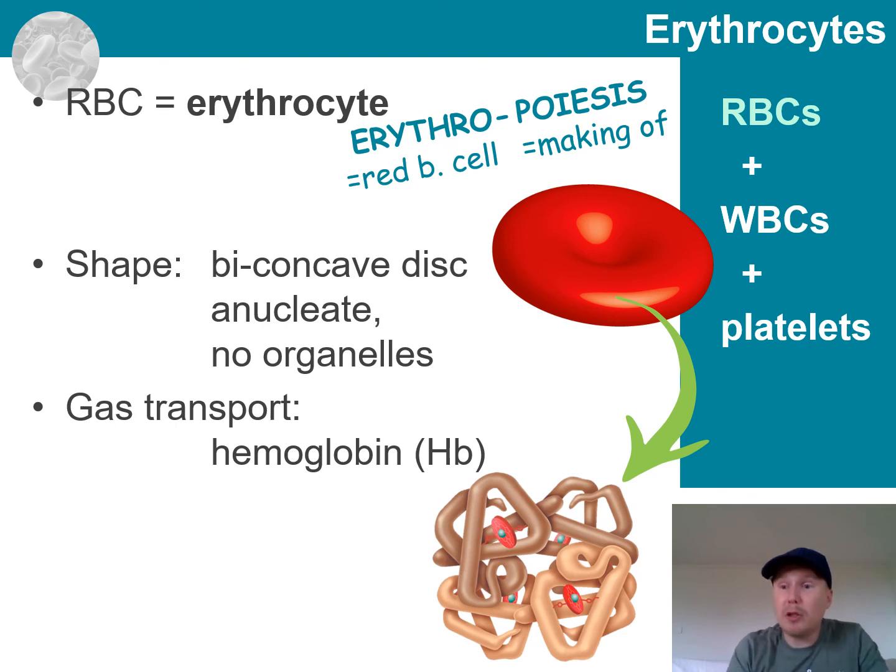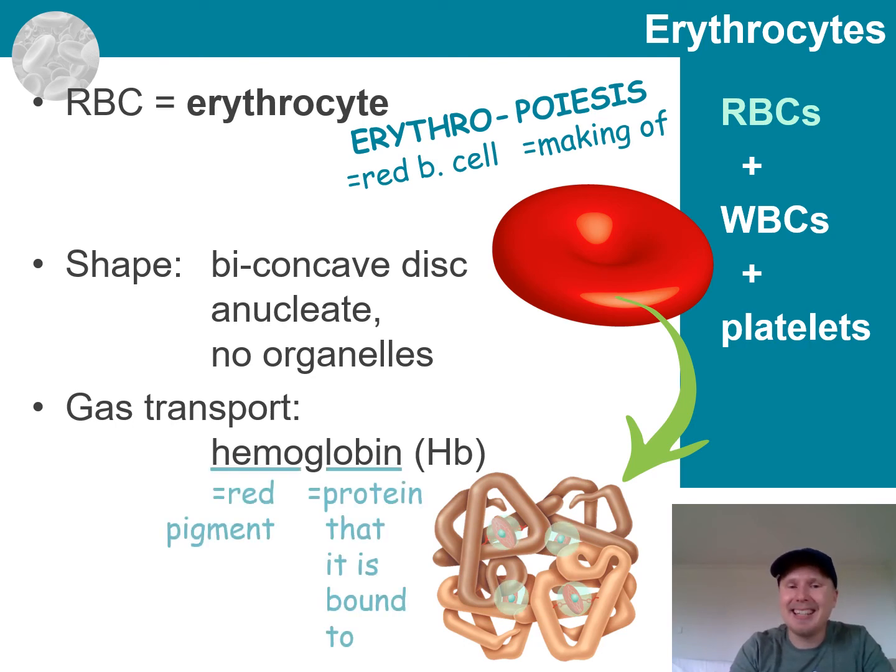And I also want to mention the word hemoglobin itself, noting that the heme part comes from the red pigment, which actually contains iron. And the globin part of the word refers to the protein that it is bound to. Finally, note from the diagram that each hemoglobin can carry a maximum of 4 oxygen molecules.